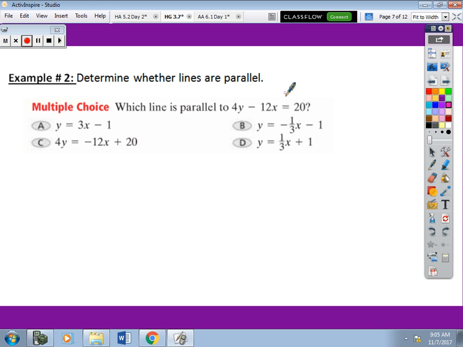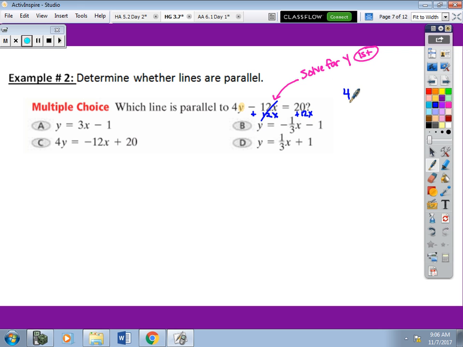Okay, so the first thing that you want to do is you want to get this into slope-intercept form. So we're going to solve this for y first using inverse operations. So I want to solve for y, so here's my y. So the first thing would be to undo addition or subtraction. So I see minus 12x, the inverse would be to add 12x to both sides.